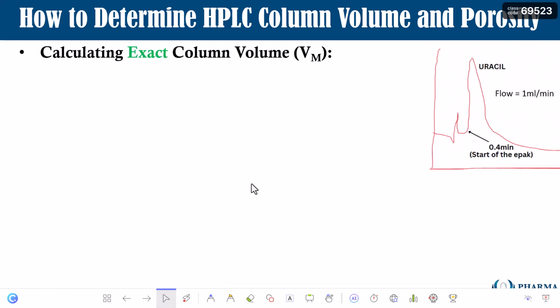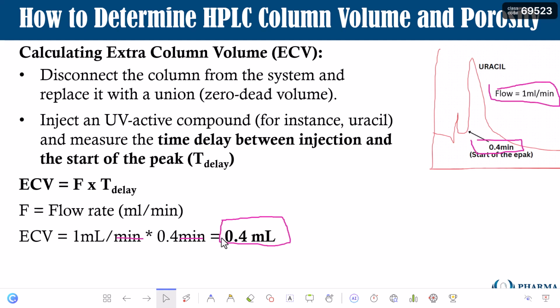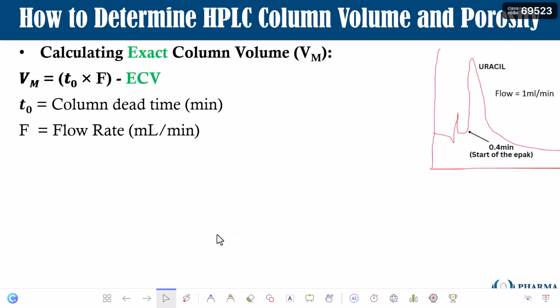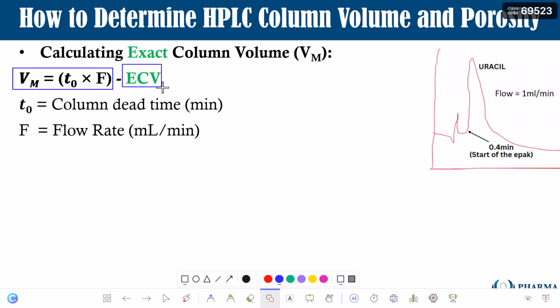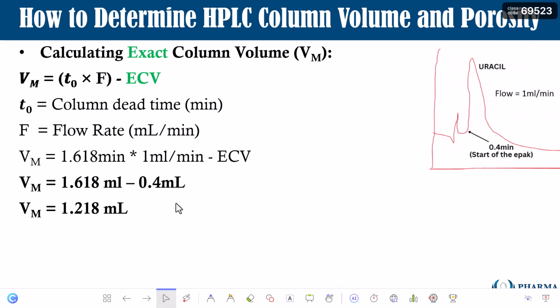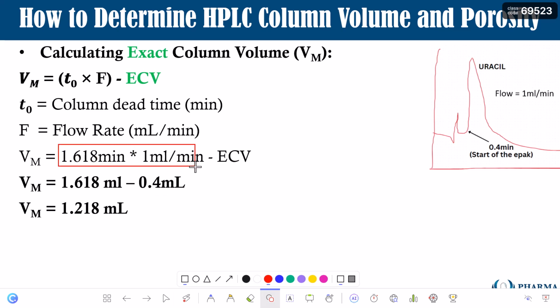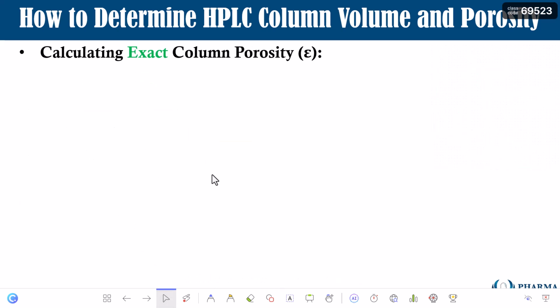Once I understand the extra column volume, let us now understand how to calculate the exact column volume. In my calculated extra column volume, this 0.4 ml is not from the column. It is coming from the extra column components, and that has to be subtracted. If you remember, the earlier calculation formula for column volume was T0 into F. But now I am going to subtract this extra column volume. My earlier calculation was with 1.618 as T0, and 1 ml per minute is the flow rate. Subtracting the extra column volume, 1.6 minus 0.4, I get the exact column volume as 1.218 ml.